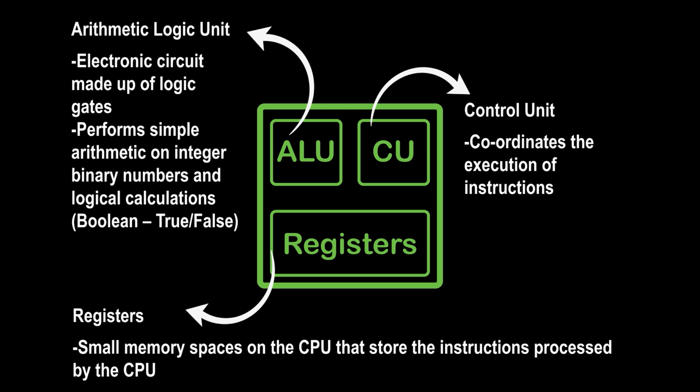The control unit, or CU, coordinates the execution of instructions, and the registers are small memory spaces on the CPU that store the instructions processed by the CPU.